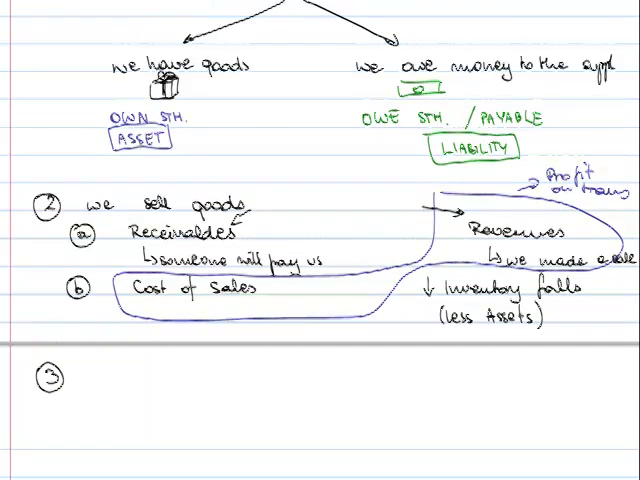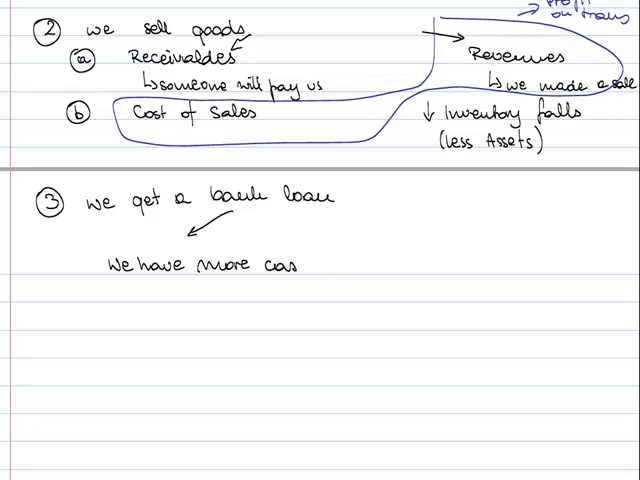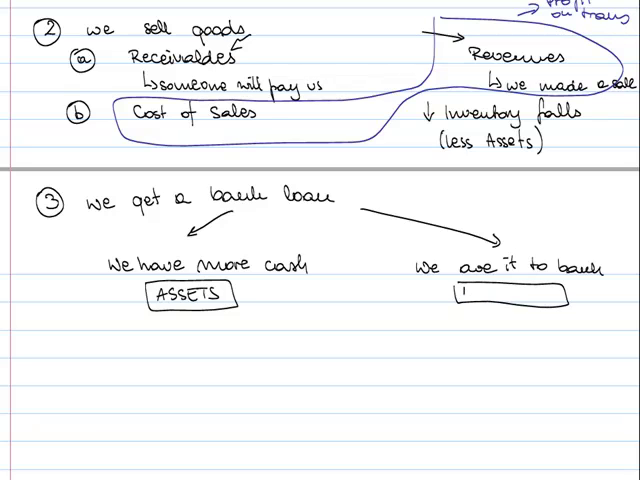Yet another type of transaction will be when we get a bank loan. On the one hand, we have more cash, that's assets. But on the other hand, we owe it to the bank. That's a liability.